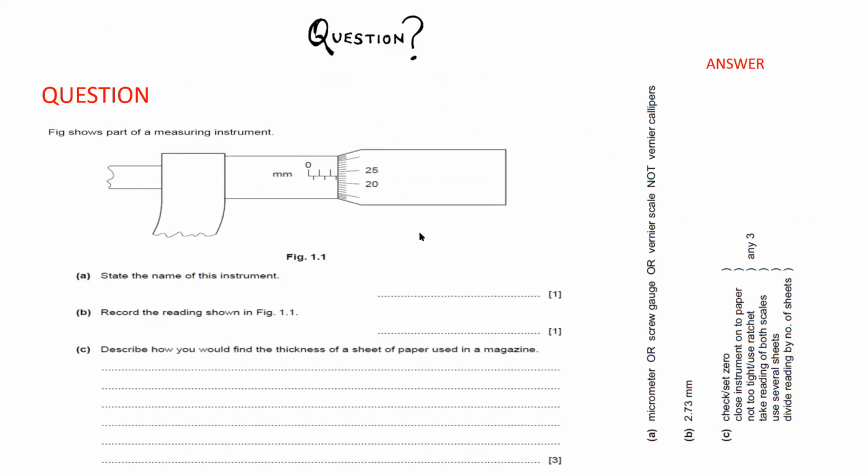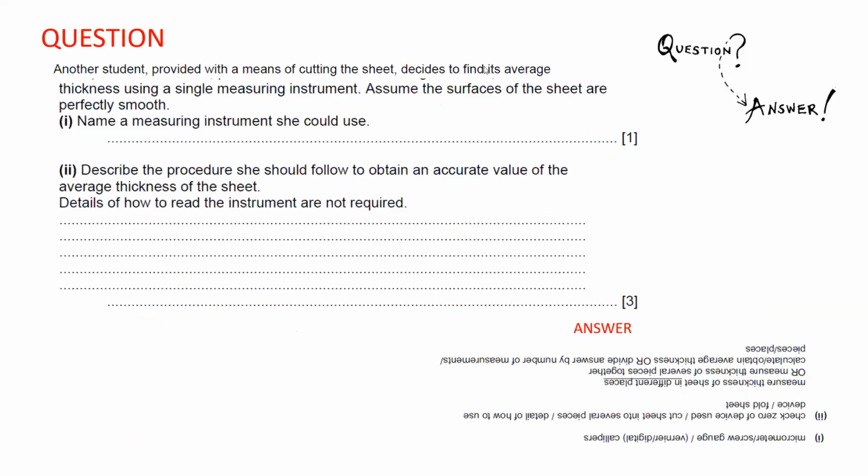Another question: why do we repeat the experiment from different positions? Basically, maybe the thickness is not uniform. Like some parts of a sheet are thick, some parts the sheet is thin. For example, this part the sheets are thicker, this part maybe they are thinner. So just to get an average thickness, we are repeating the experiment from different positions.